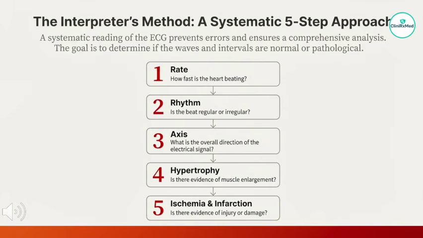Step 3 is the axis. We look at the overall direction of the electrical signal as it travels through the heart. A shift to the left or right can tell us about the heart's position or underlying structural changes.